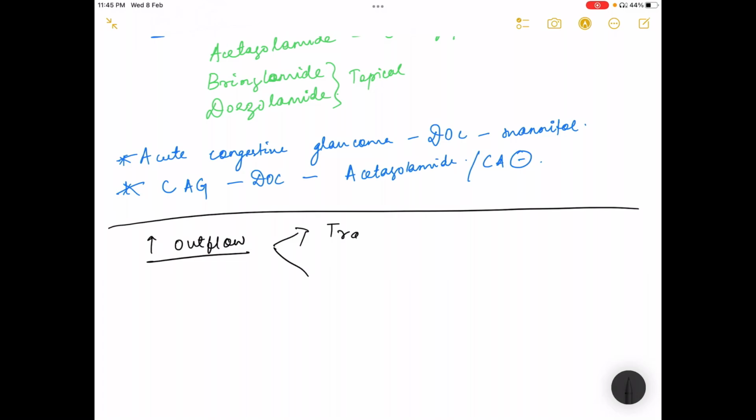There are two outflow paths, as we have already discussed. One is the trabecular outflow, another is the uveoscleral outflow. Out of these two, the main drainage is by trabecular outflow. So what are the drugs which target the outflow? Those are the miotics.